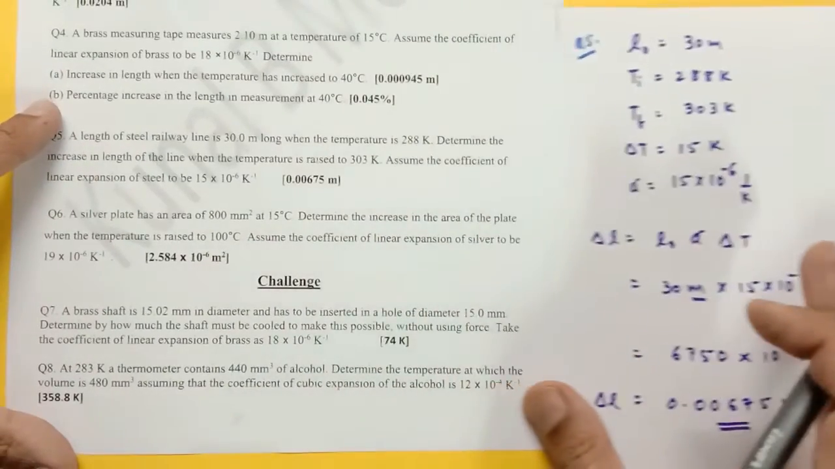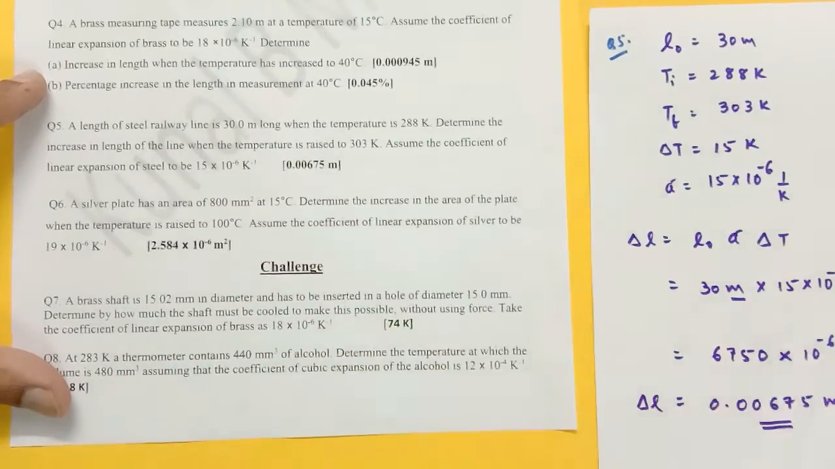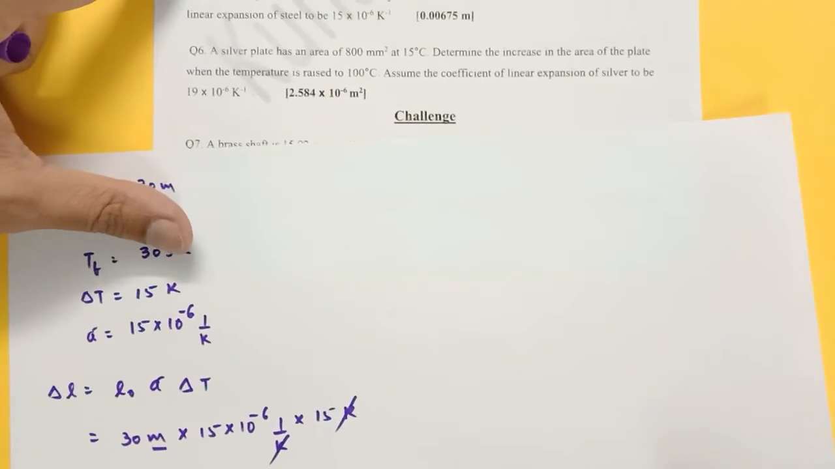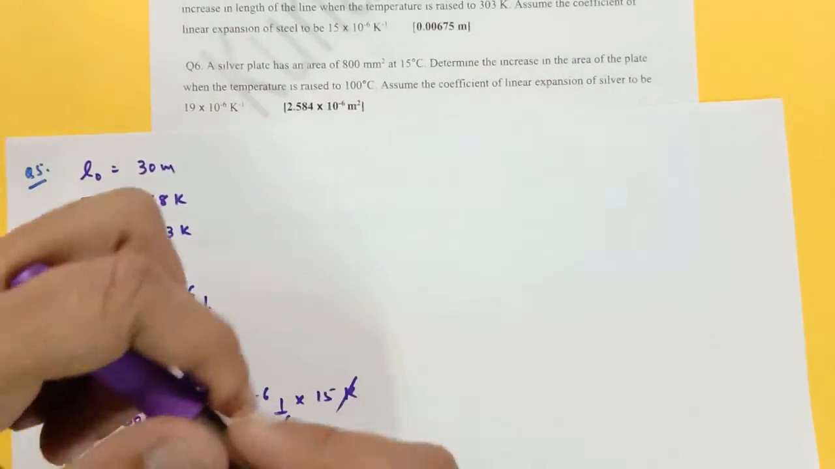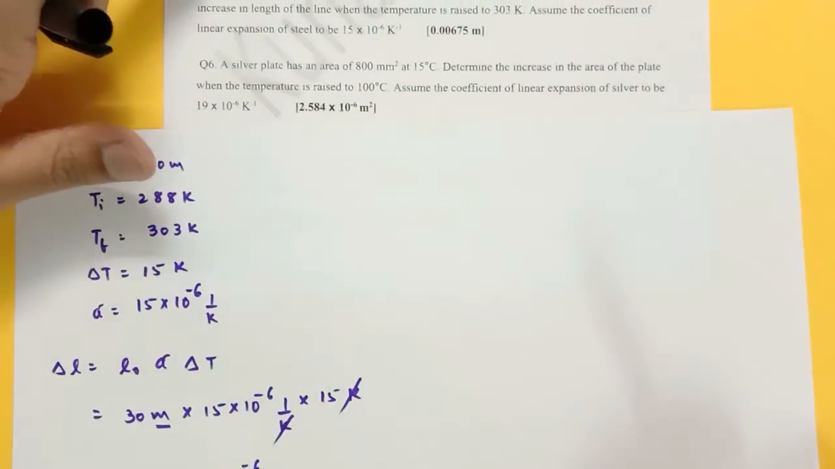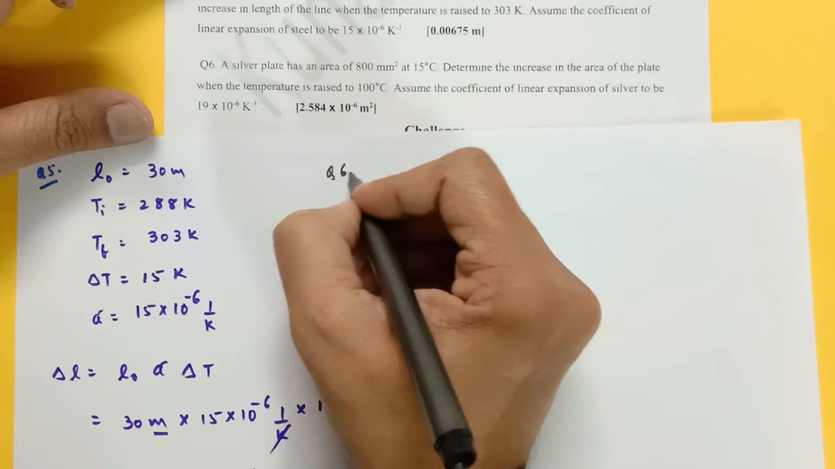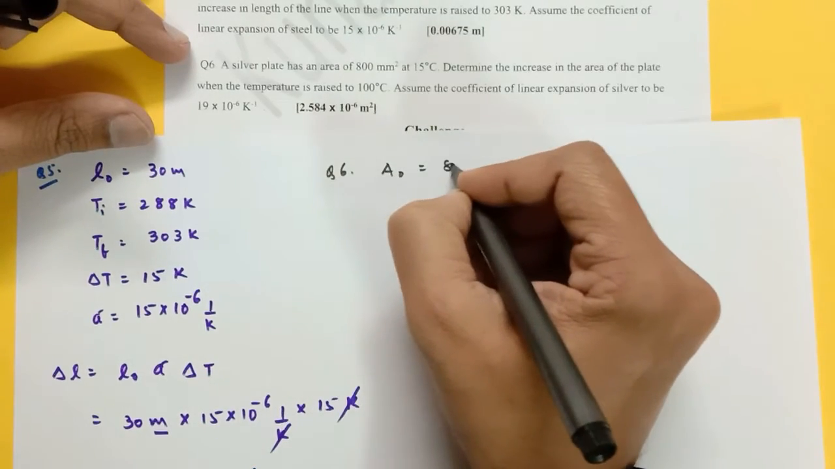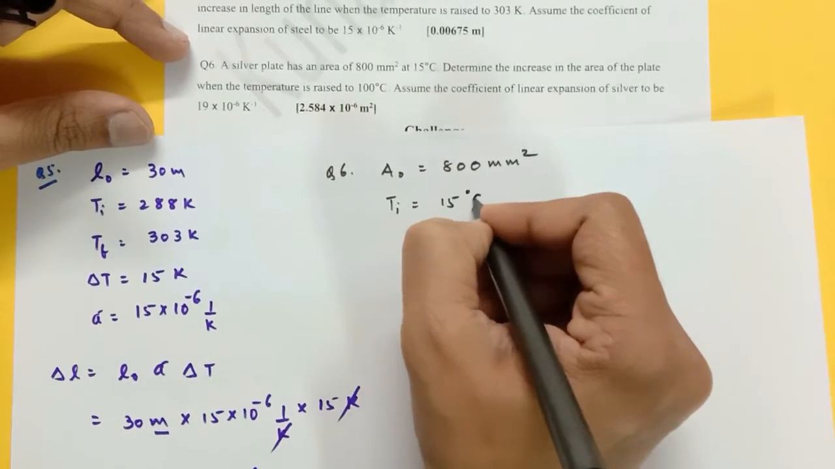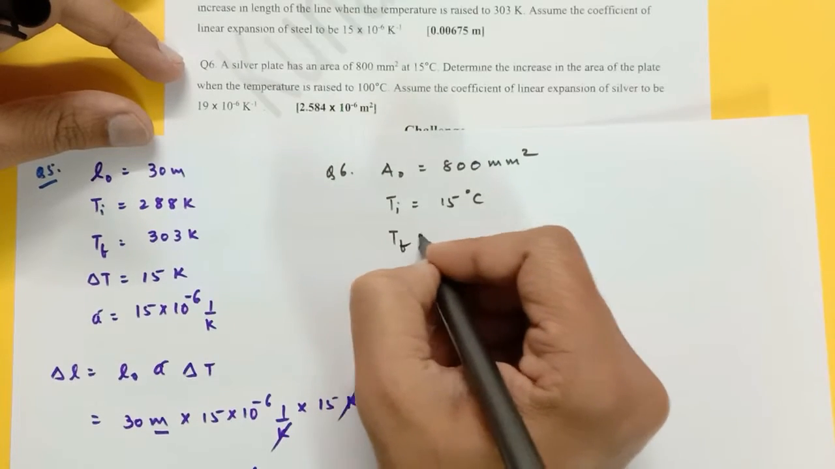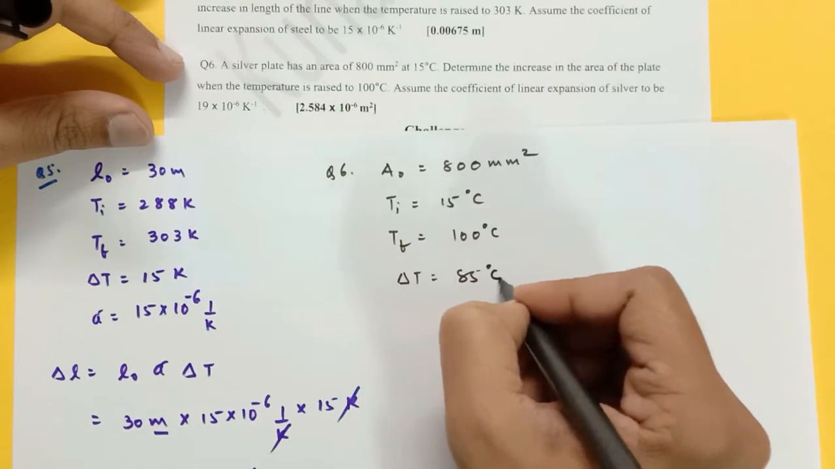That is a problem related to the superficial expansion. So we have a plate and its area is this. So I always ask my viewers that while you are actually reading the question, make sure you are also writing down the things. So it would be more beneficial in understanding how to solve a numerical. So your initial area is given as 800 millimeter square. Then initial temperature is 15 degrees Celsius. Final temperature is 100 degrees Celsius. So delta T, the difference in the temperature, is 85 degrees Celsius.